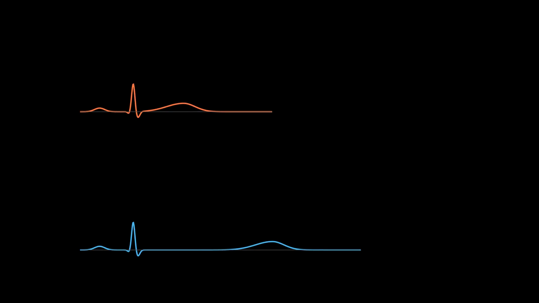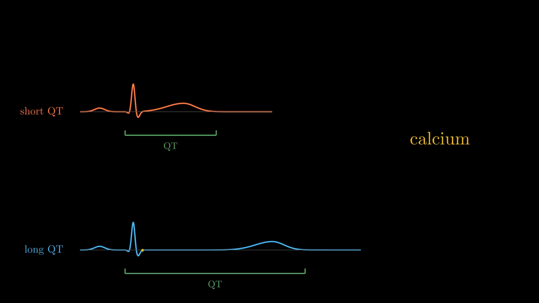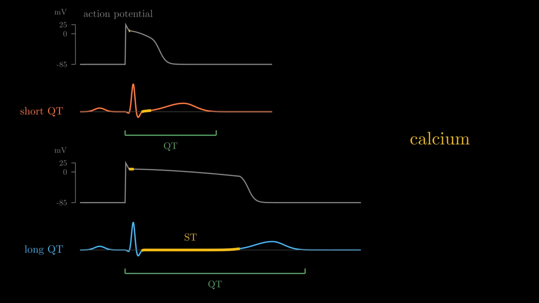Look at these two readings. They look almost identical, but they differ in one thing, and that is the QT interval, where one is prolonged and the other is shortened, and that difference can be explained by calcium. To see why, we have to focus on the ST segment.